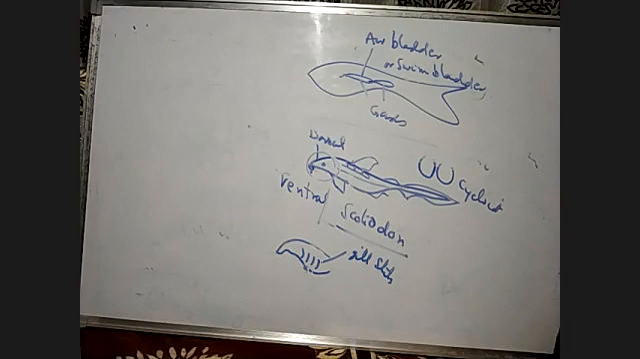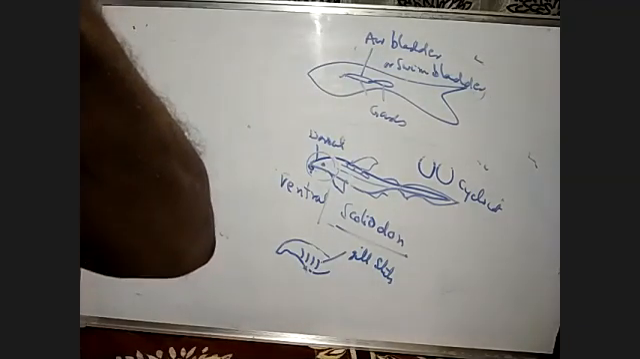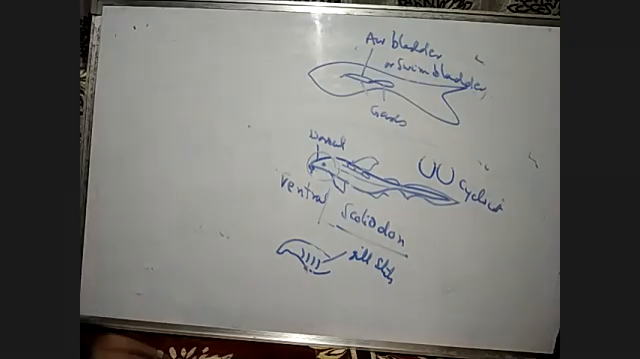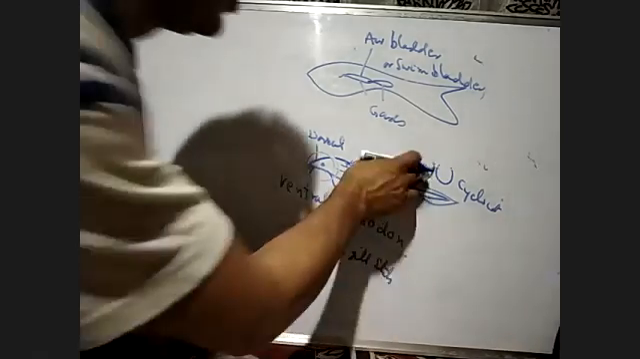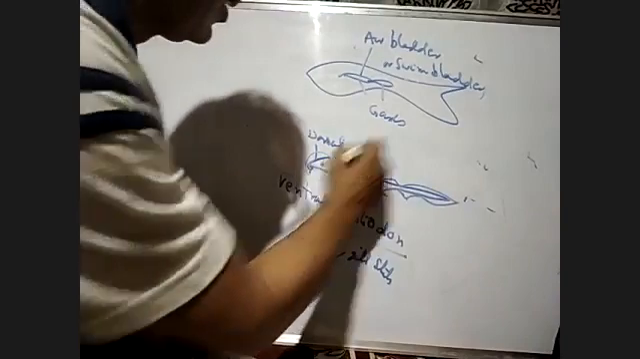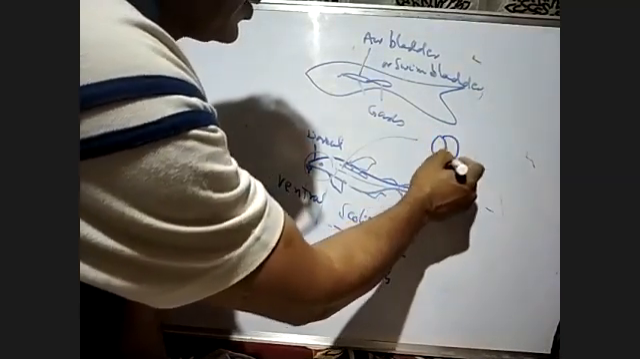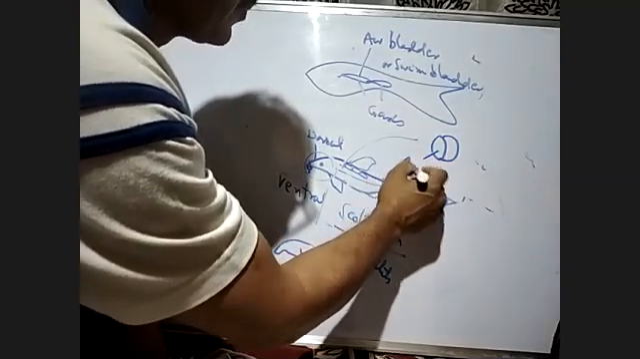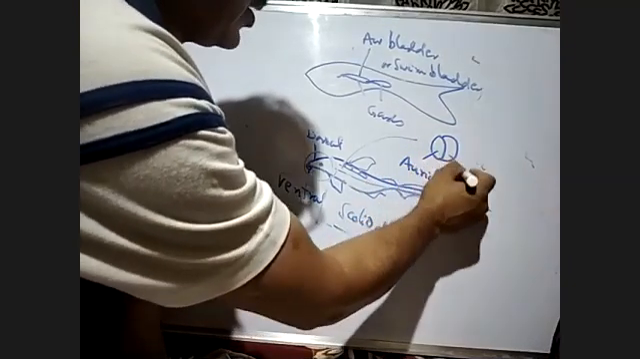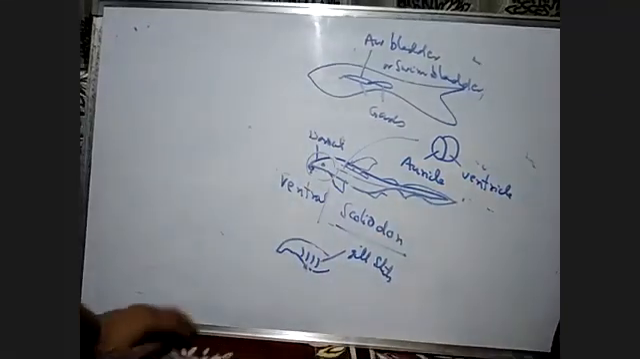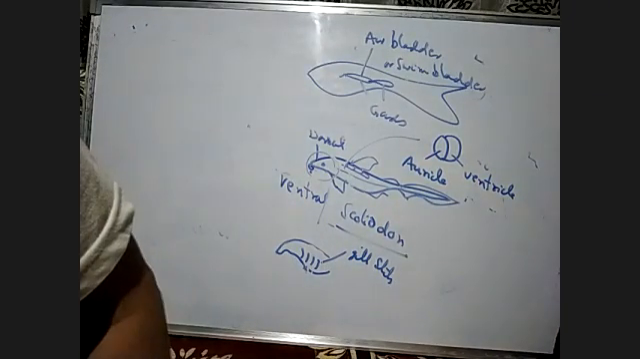And the heart is two-chambered. There will be one auricle and one ventricle. If you take out the heart here, it will be two-chambered, like that. The heart is divided into two chambers, one is the auricle and one is the ventricle.